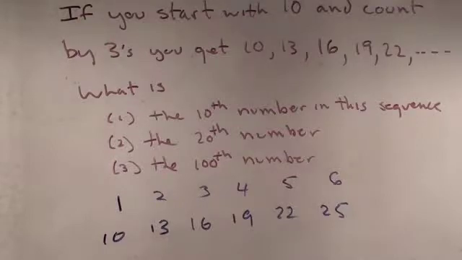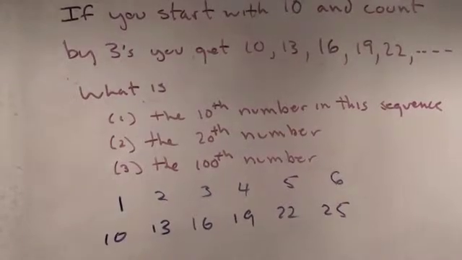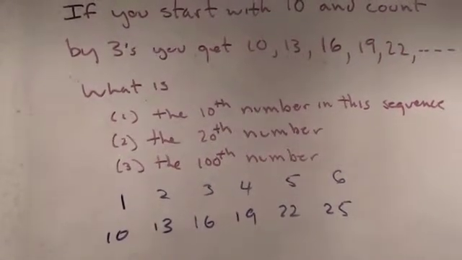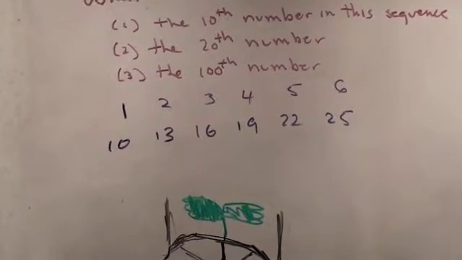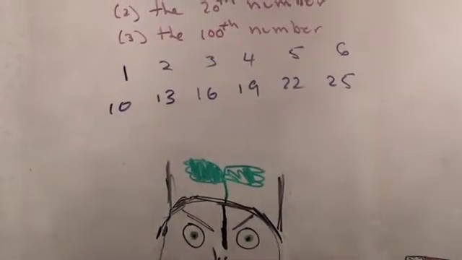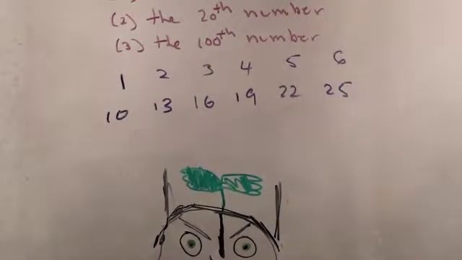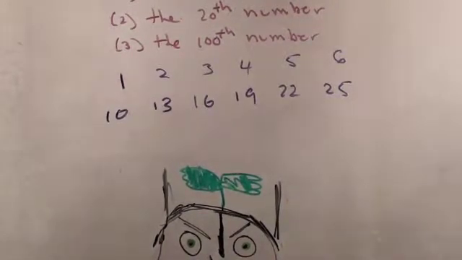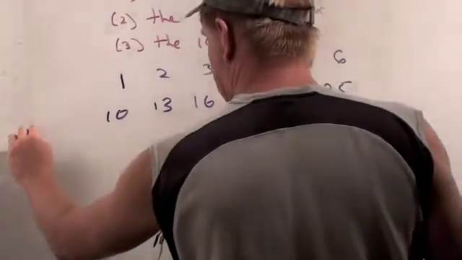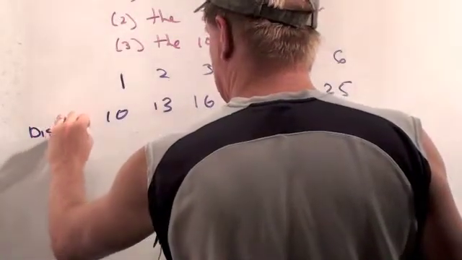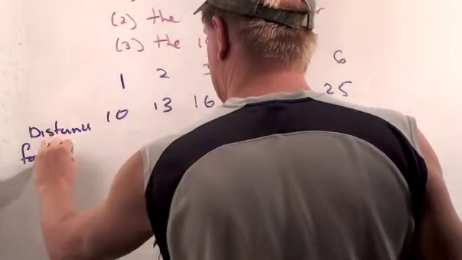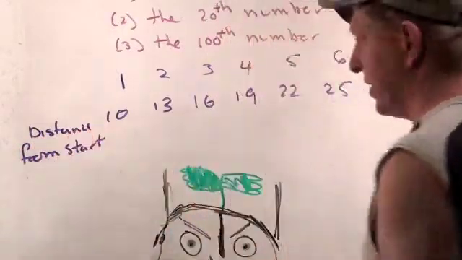Look at how much they differ from the starting number. 10 to 25. How far away are they from the starting number? Yeah, so let's write distance from the start. Yeah, this will be an interesting pattern.